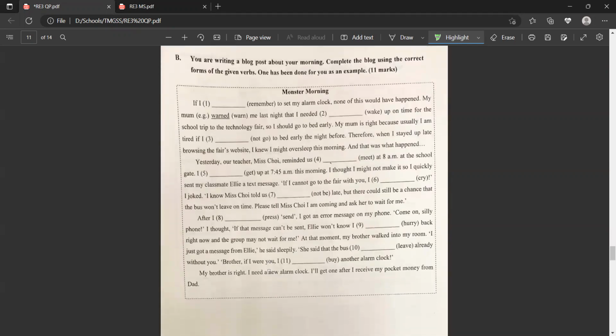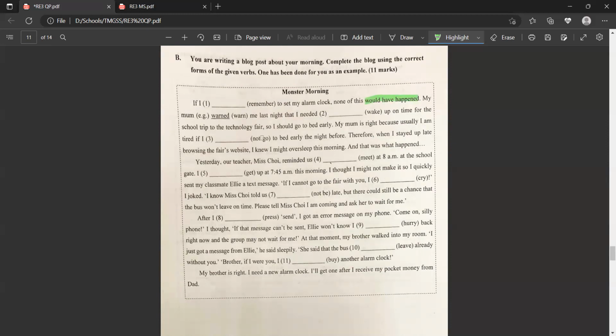Section B. Conditionals. You highlight would have happened. Which type is it? Type 3 conditional. So if I had remembered, past perfect. Okay. If I had remembered, I needed to wake up.